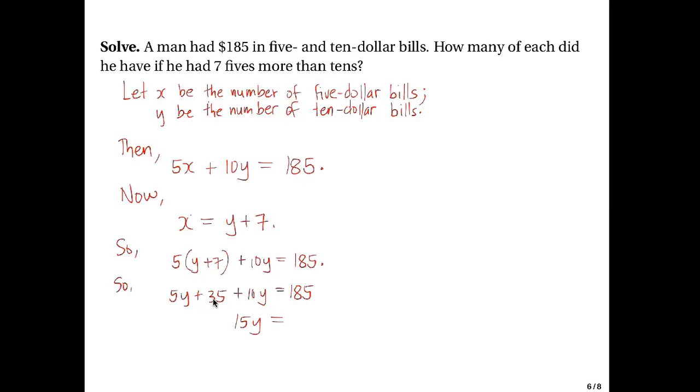And then on the right-hand side, we put this 35 on the other side of the equation. So we will have 185 minus 35. But 185 minus 35, this is equal to 150. And then we continue. Y is equal to 150 divided by 15. And this is equal to 10.